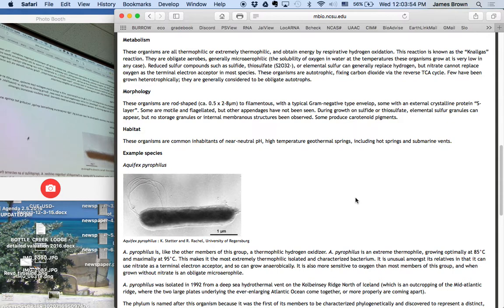Again, rod-shaped or filamentous, they have an outer membrane. They very often have, you don't see it in here, but outside the outer membrane, there is a semi-crystalline protein array. So they have surface proteins studded all over the surface in a very organized way called an S layer.